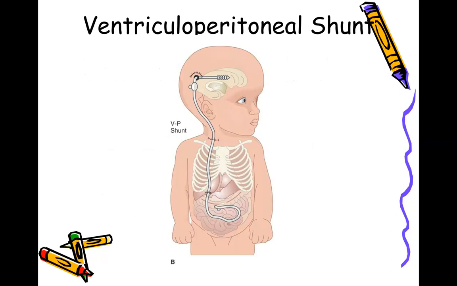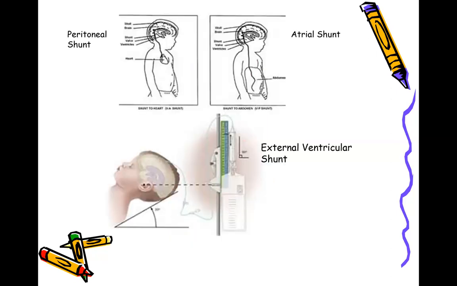So here's that picture of a VP shunt where it's going into the brain and then draining into the abdomen. So VP refers to which ventricle in the brain. Okay, peritoneal shunt. So it's going into the peritoneal cavity. Atrial shunt. So it's also going into a different cavity.